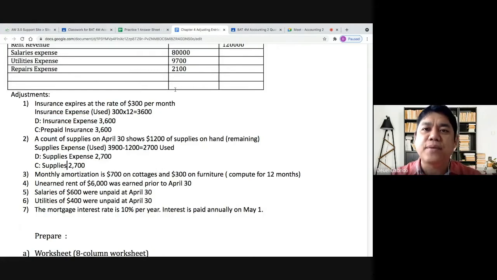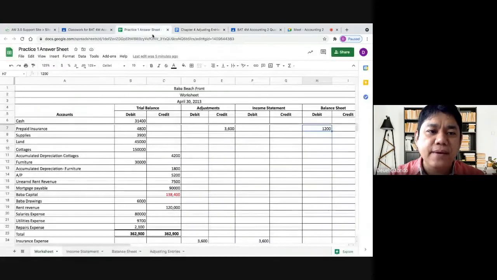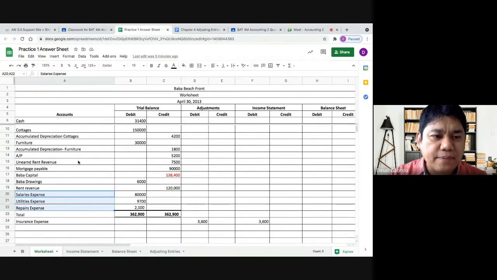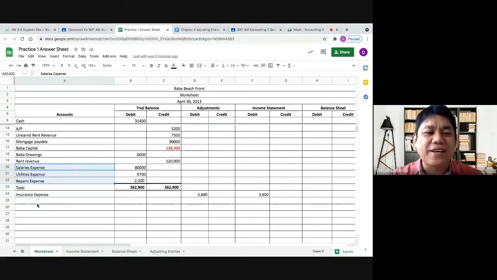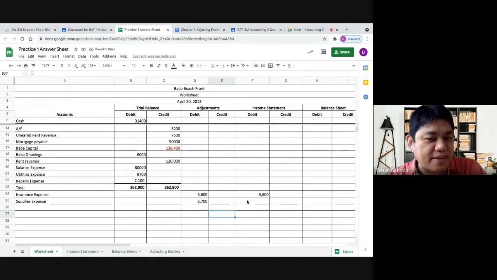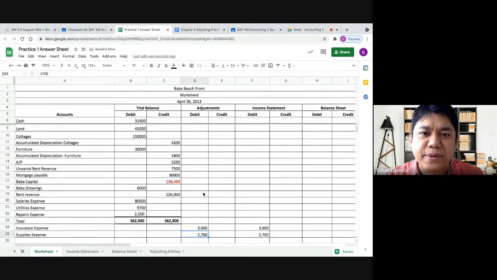So let's put it in the worksheet. Is the word supplies expense on the list of expenses here? Is it here? No. Okay, so if it's not there, we will add it there. Supplies expense. The amount is debit, guys, 2,700. Okay, and can I extend it now to the income statement because we are going to put it there, right? 2,700.